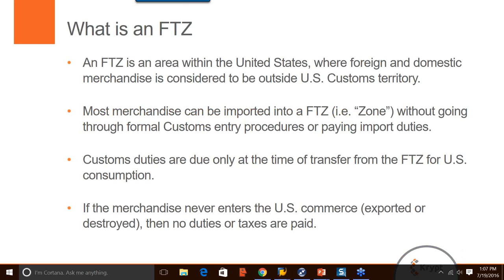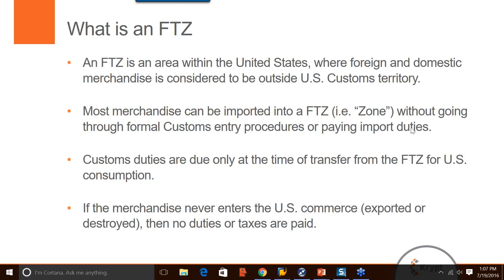First of all, just to level set, we'll talk about what an FTZ is. An FTZ is an area that is essentially outside of the territory of the United States. In this special zone, foreign and domestic merchandise can be brought in and still be considered to be outside of the customs territory. The duties are paid only at the time that the goods are transferred outside of this special zone into the U.S. to be entered for consumption.